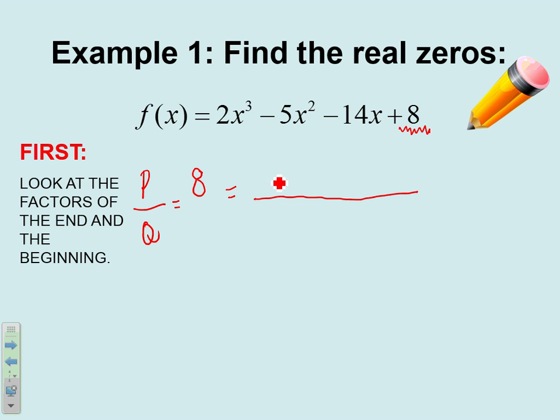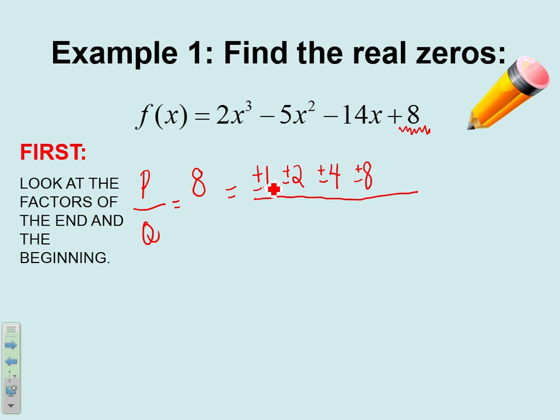Okay, what are all the factors of 8? Well, 1 and 8, and 2 and 4. Those all multiply to make 8. Now, couldn't it be -1 and -8? Or couldn't it be +1 and +8? So really what I have are plus and minus factors.